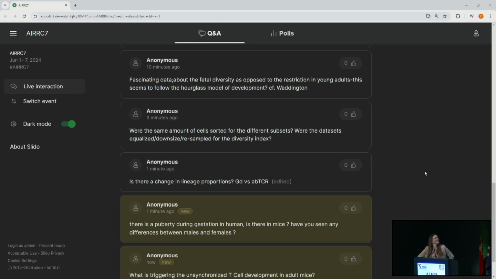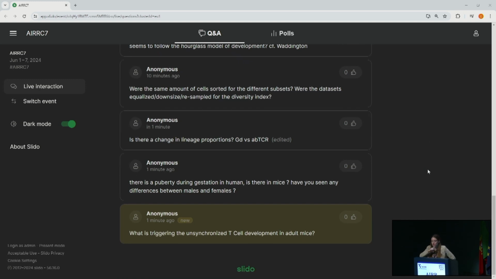Were the same amount of cells sorted for the different subsets? Were the data sets equalized, downsized, resampled for the diversity index? So the answer is no, we did not sort the same numbers. We sorted just the whole population, but we did downsample to the smaller sample, as said previously, to make them comparable. It's going to change the effect. Okay. Beautiful.